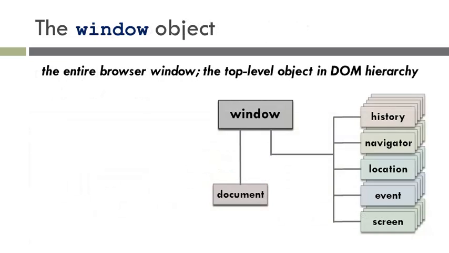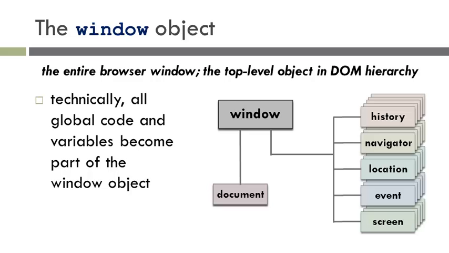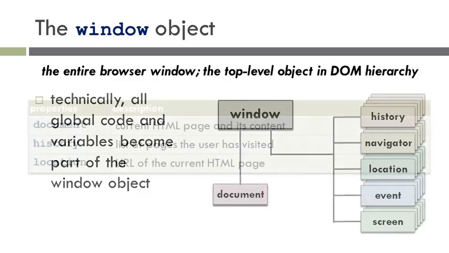The window object is the top-level object in the DOM hierarchy. It is the window interface and represents an open window in a browser. This could also be an iframe or a pop-up window. Technically speaking, all global code and variables become part of the window object. Also, a window object can only have one document object, and the document object can only have one window object.